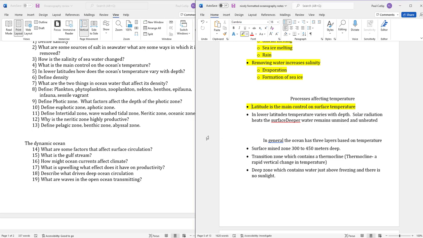And that's just right here underneath that. If I can get it to highlight, there we are. And so the idea here is that lower latitudes we mean by the equator, down by the equator. And there you have a thermocline, right? So there what happens is solar radiation heats the surface water, but it doesn't penetrate even nearly all the way to the bottom. And so that surface water is heated, but then you get a temperature change called a thermocline, and that deeper water then is unmixed and unheated and really cold, just above freezing.